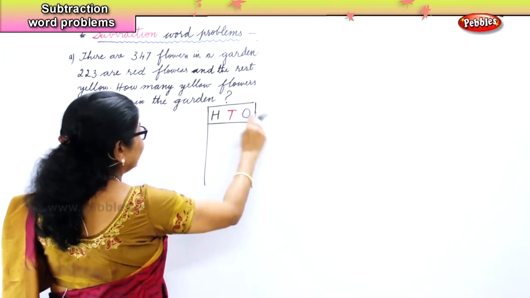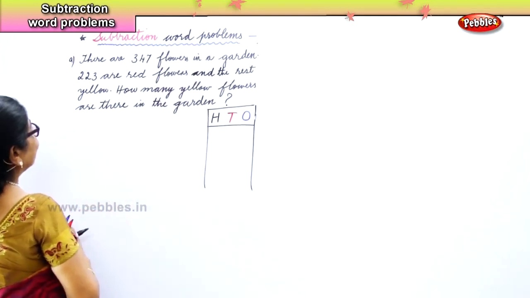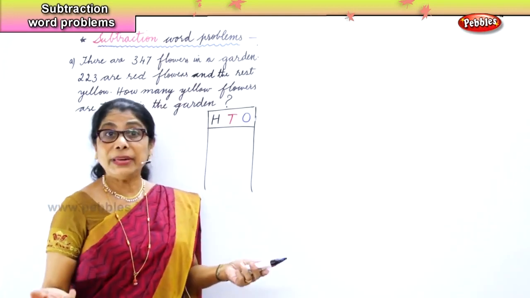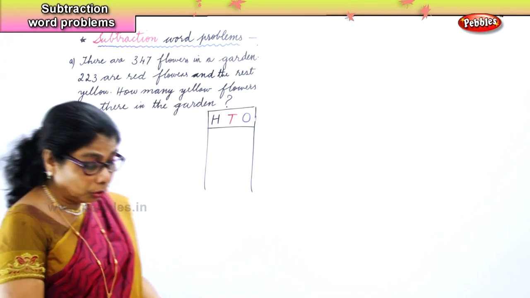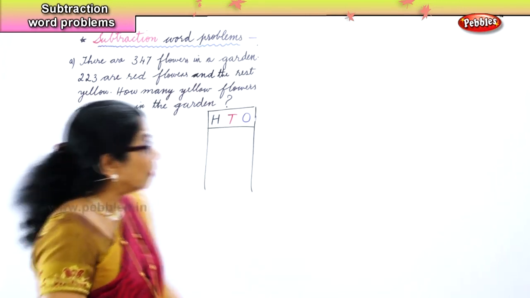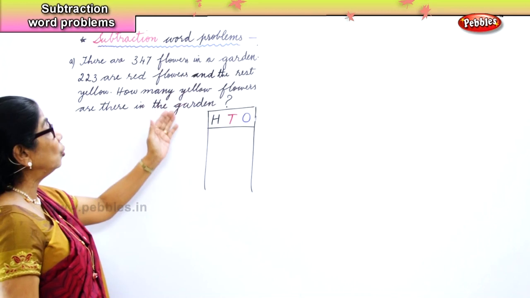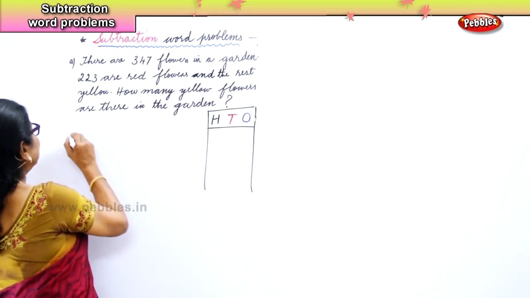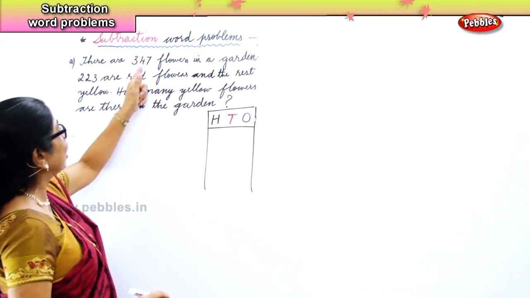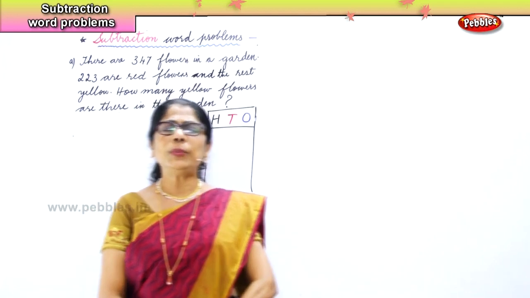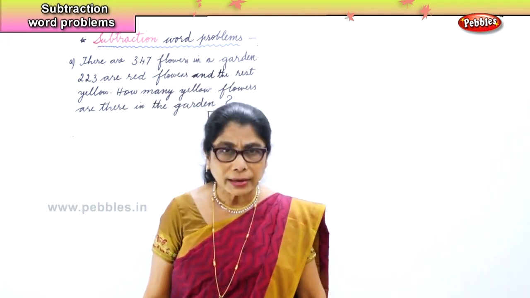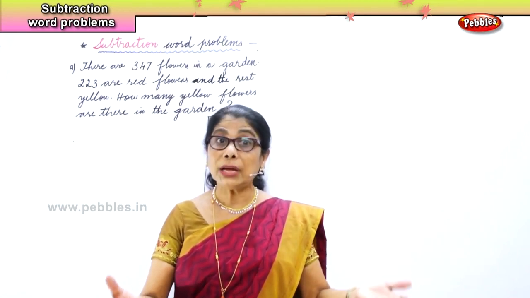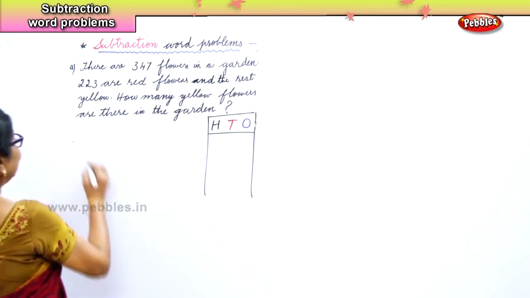Now, next we are going to write here how many yellow flowers are there. In a garden you have lots of flowers. Some are red, the rest are yellow. So we are going to find out the number of yellow flowers in the garden. Now, what is the first statement? There are 347 flowers in a garden. So what will you write? Total number of flowers in the garden. That's what we are going to write first.